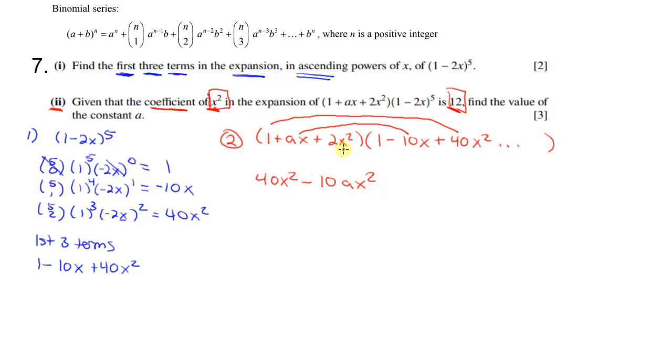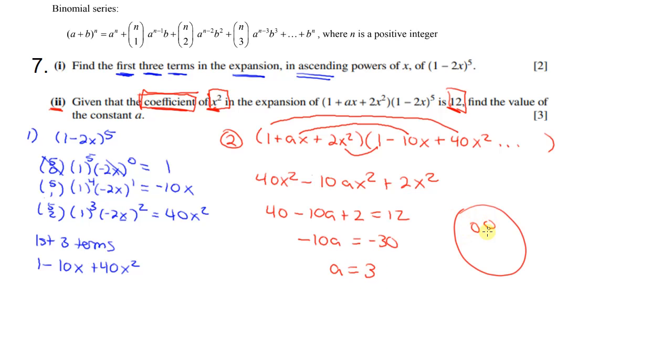And then the last one, what times 2x squared is going to equal something x squared? Well, just the 1. Now keep in mind, all I need are the coefficients, so I'm going to get rid of these letters. It's going to be 40 minus 10a plus 2, and that's got to equal 12. And now all I've got to do is figure out what a is, and a is equal to 3. All right, I hope that helped. Thanks for watching.